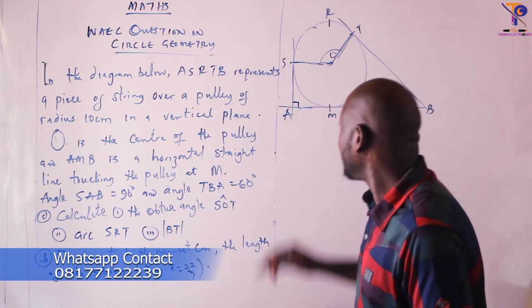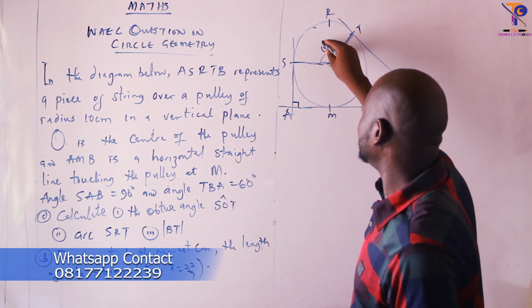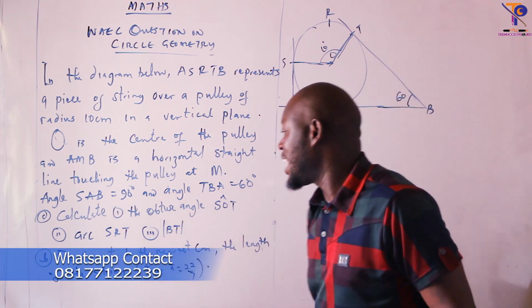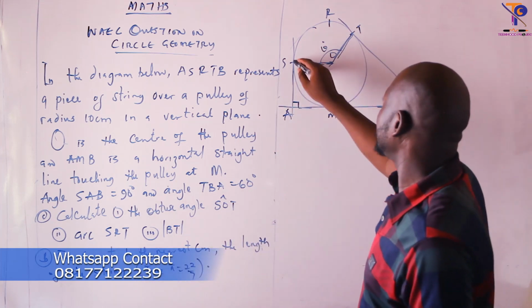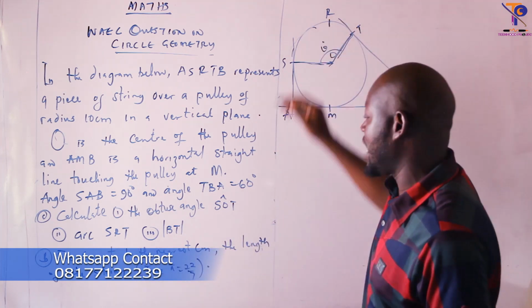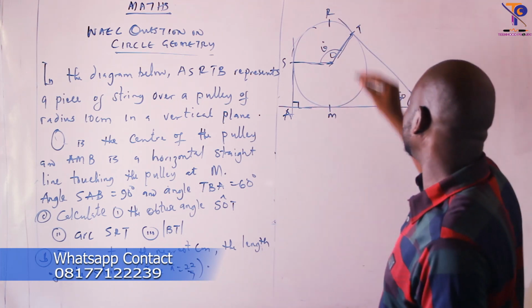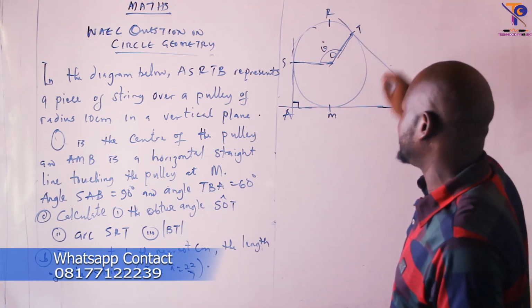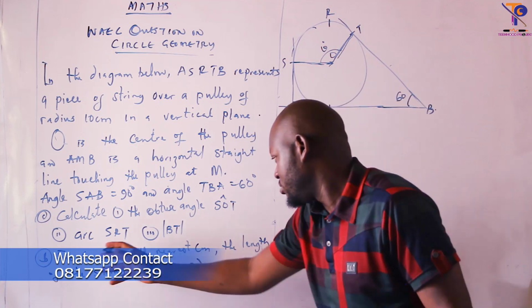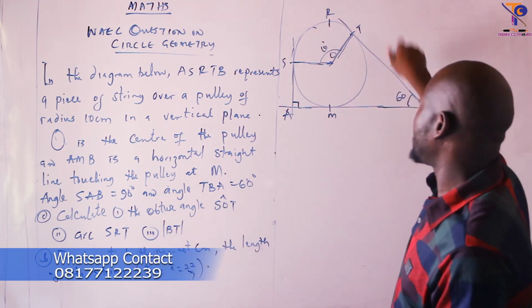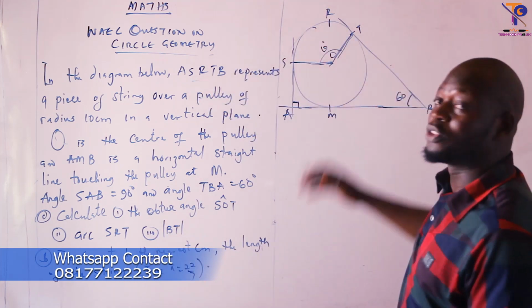Then we are solving for, let me call this one theta. Then arc SRT, we have this arc as well. Then we are solving for BT, that is this length. Then lastly, we are calculating the length of the string.